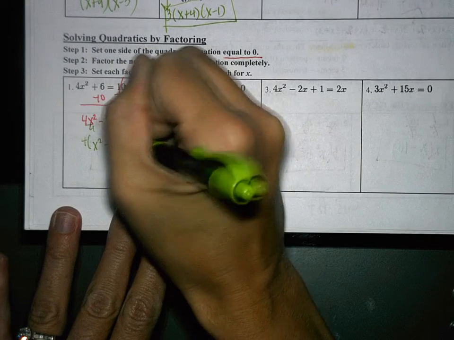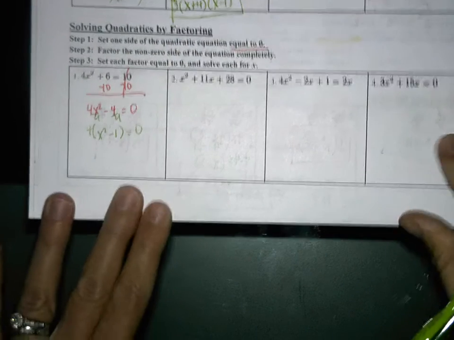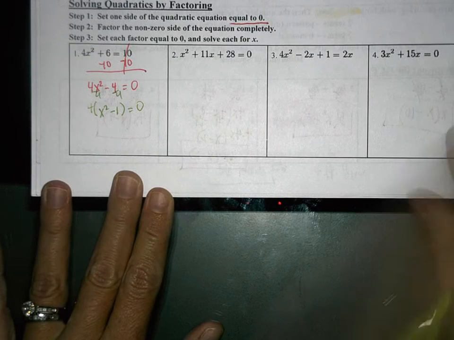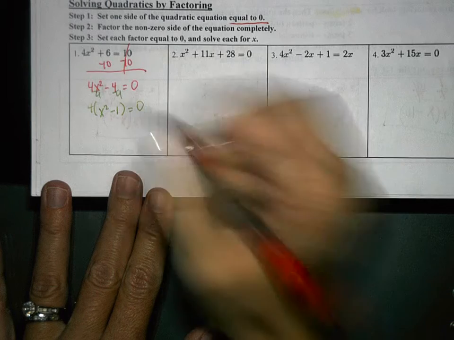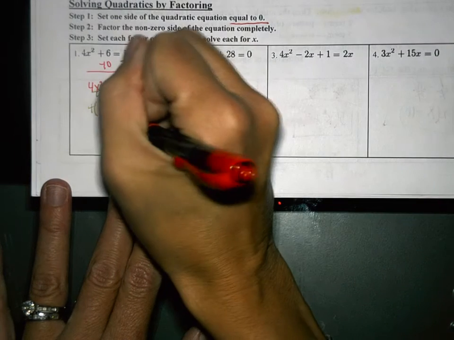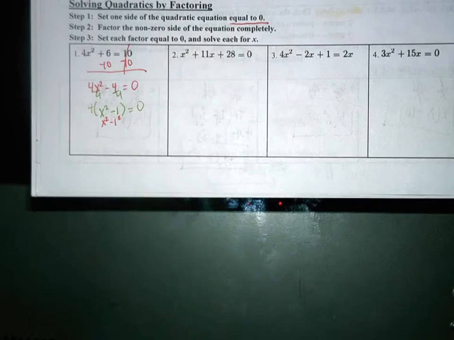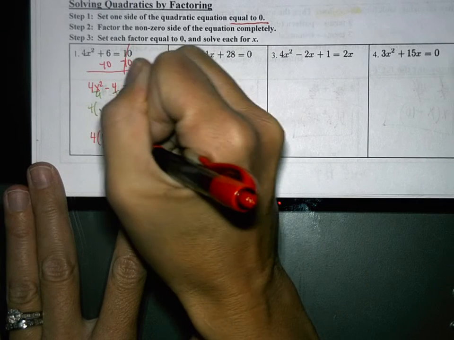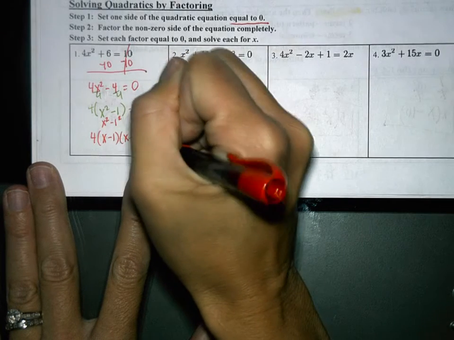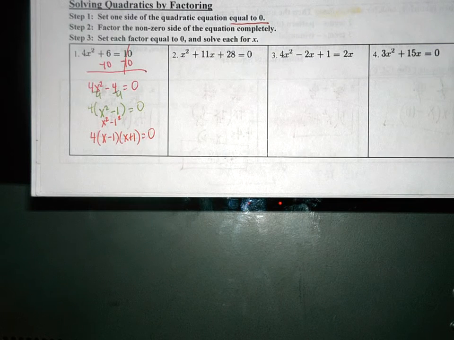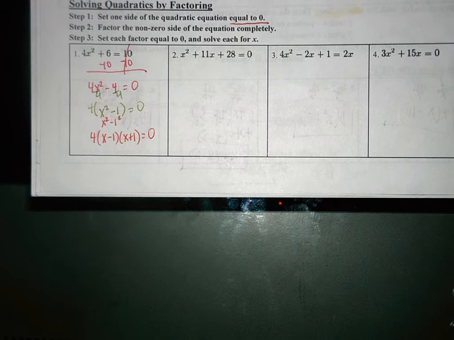X squared minus 1. Can that be factored further? Yes. What can I do? Yeah, these are a difference of 2 squares, correct? So because x squared minus 1 squared, 1 times 1 is still 1. So we end up with a 4, and then I have x minus 1 and x plus 1 when I split up each of the squares. Questions up to this point?